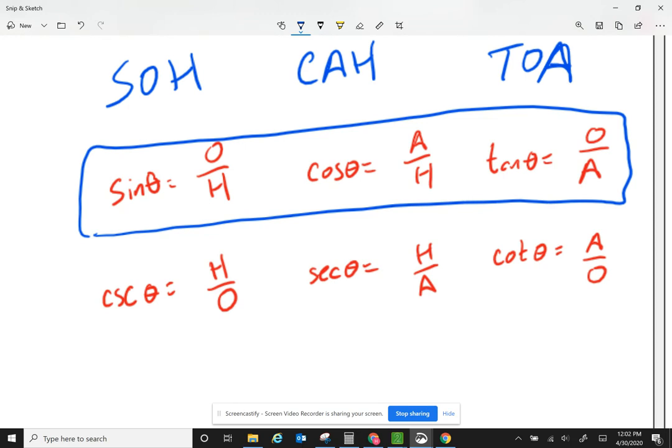Sine, if you read this, sine is opposite over hypotenuse. Cosine is adjacent over hypotenuse. Tangent is opposite over adjacent. It's easy to remember those three fractions.